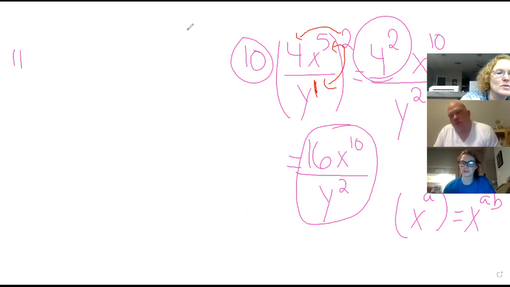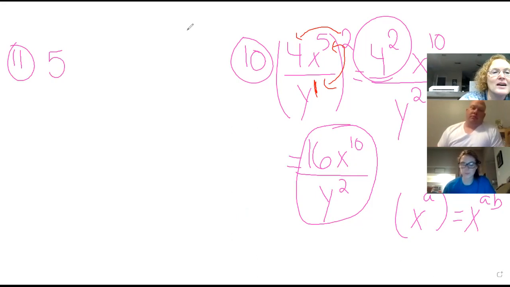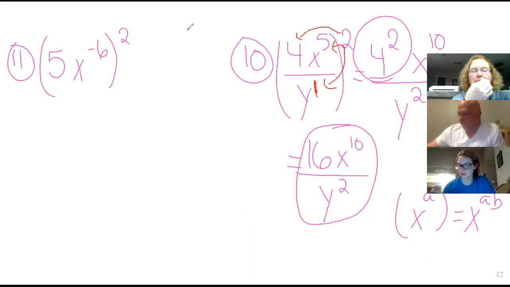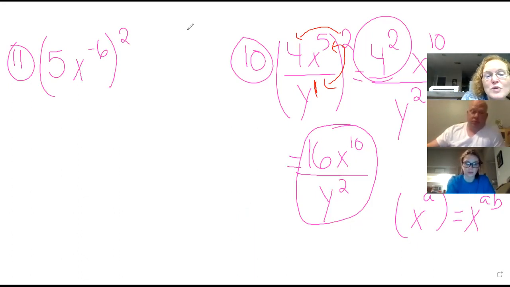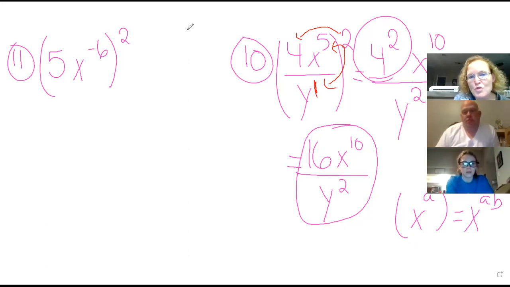All right, let's try this one. Let's see what we can do with this one. How about 5x to the negative 6, squared? Now, this is one, guys, you can do it two different ways, and it really doesn't make a difference. So I'm going to ask y'all, what do you think you might want to deal with first? Do you want to deal with the negative 6 first, or do you want to deal with that outside 2 first? And it doesn't matter.